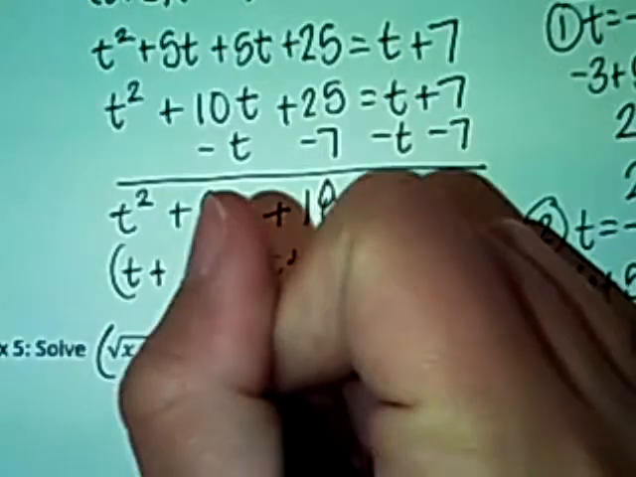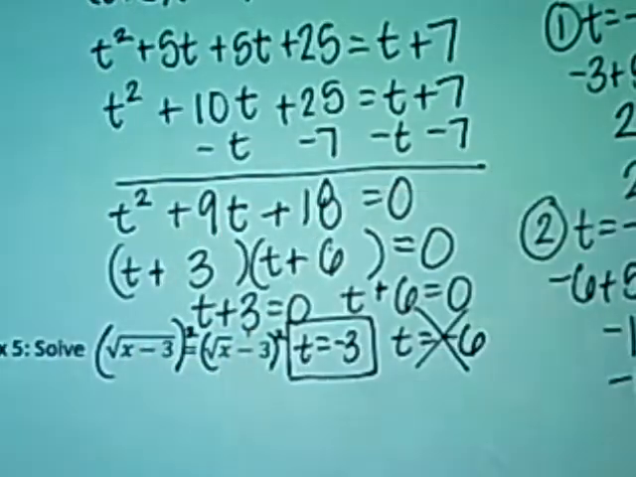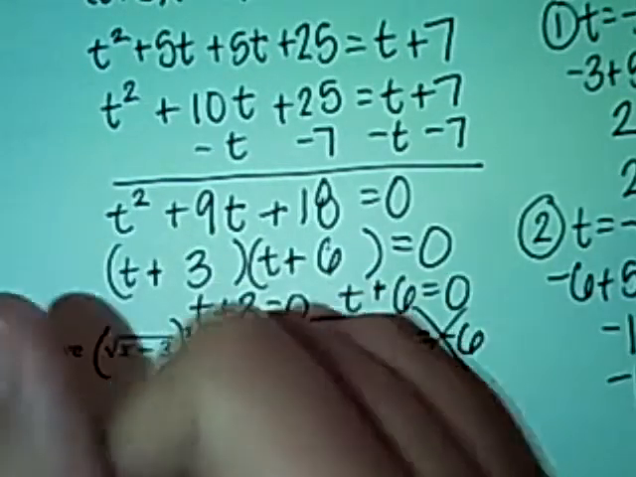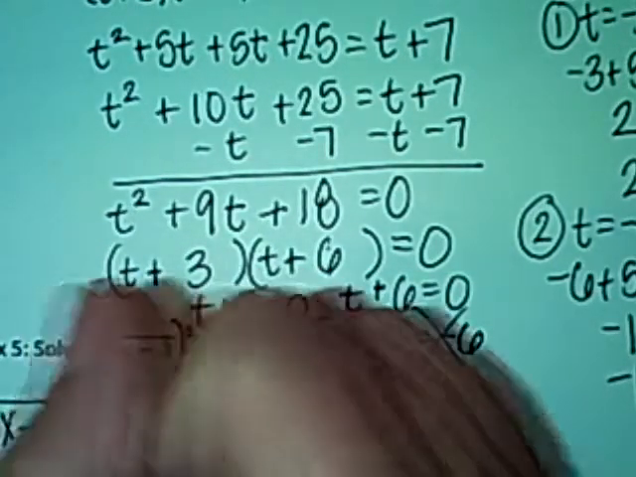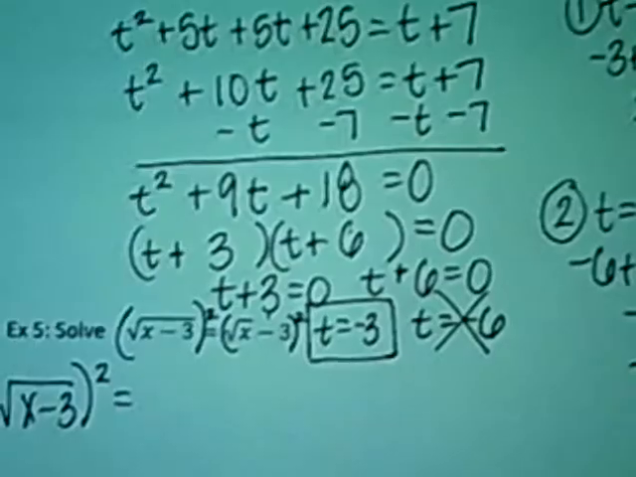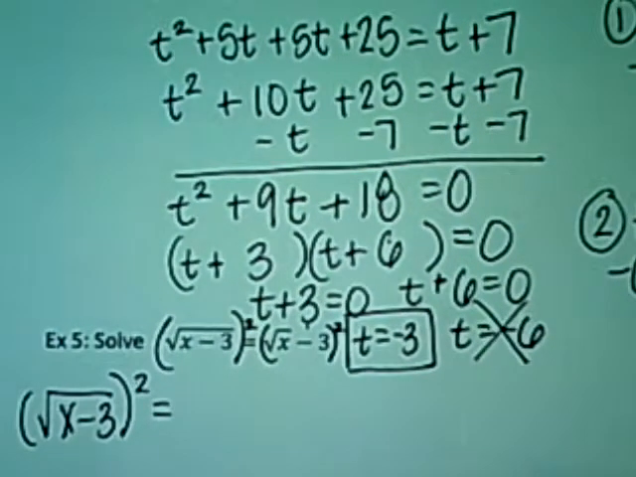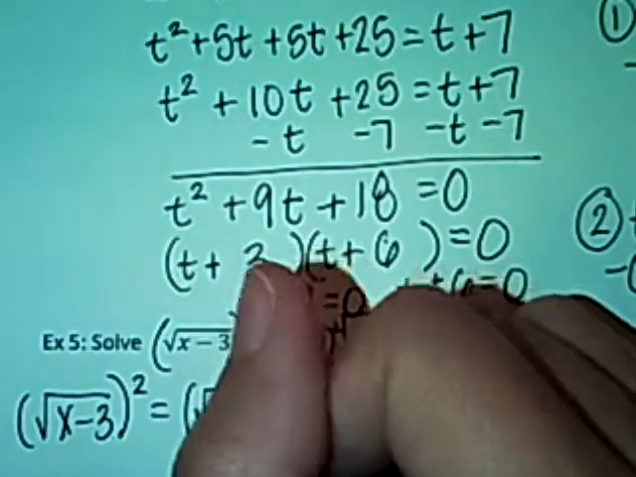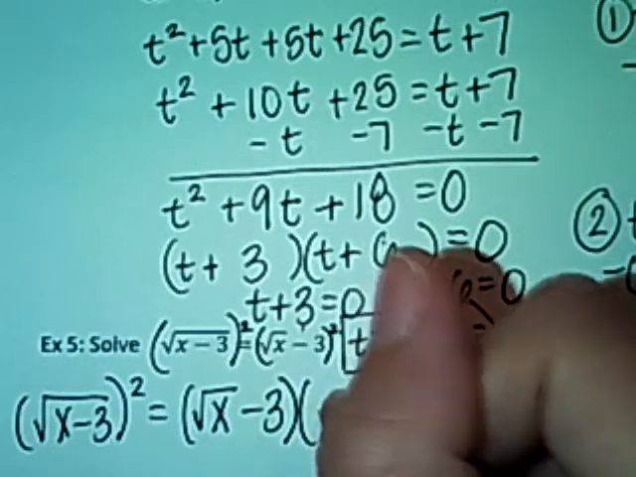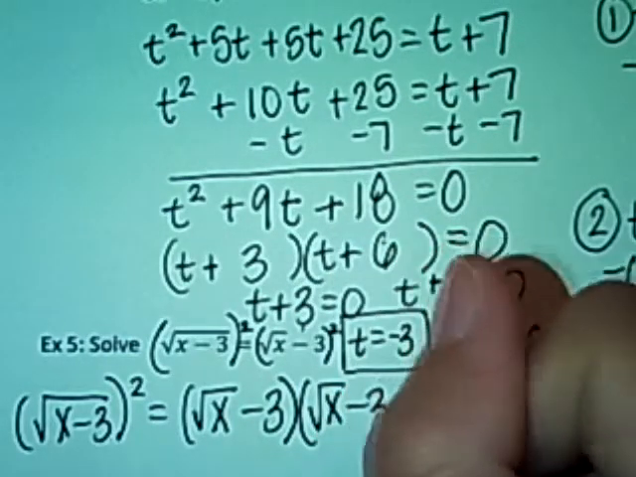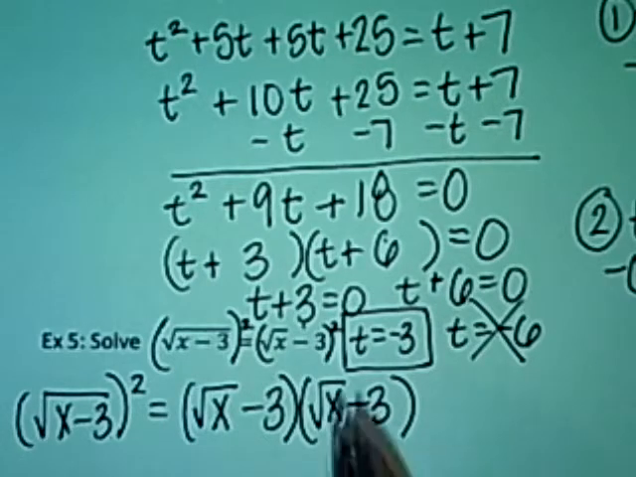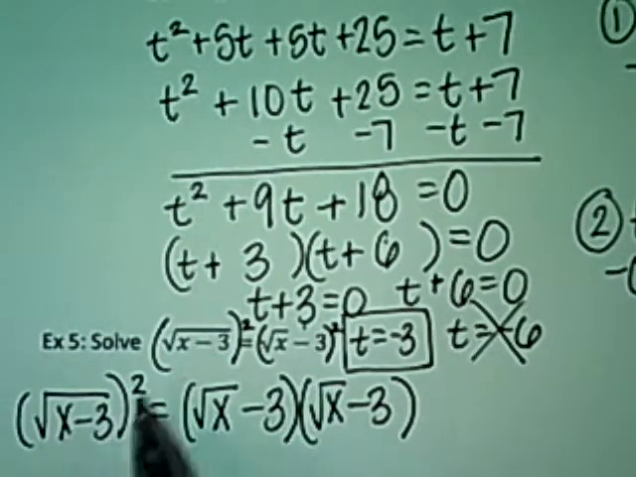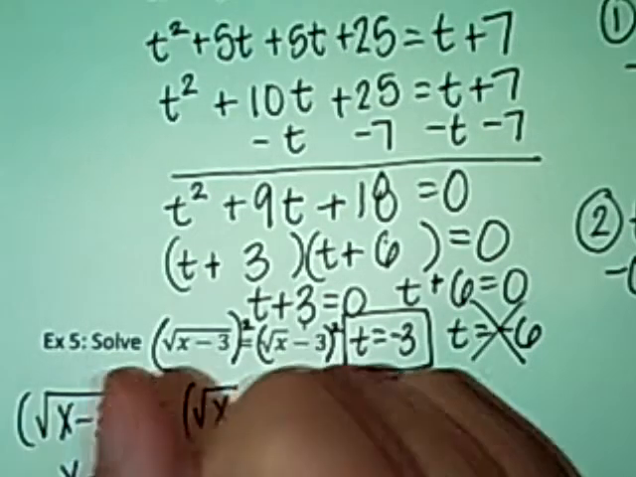So I'm going to have this squared and this side squared. So remember that this would become x minus 3 all squared, and the other side, I'm just rewriting it here because it looks kind of messy, is going to be the square root of x minus 3 times the square root of x minus 3. So this side over here is just going to become x minus 3 because squaring a square root undoes itself.